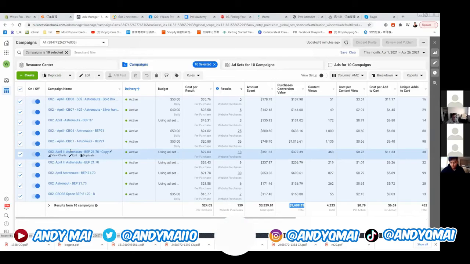So if I have a CBO with, let's say, 5 to 6 ad sets in it, and after 3 to 4 days, it is obvious that one or two of those ad sets are not performing well. Should I turn them off or leave them alone?